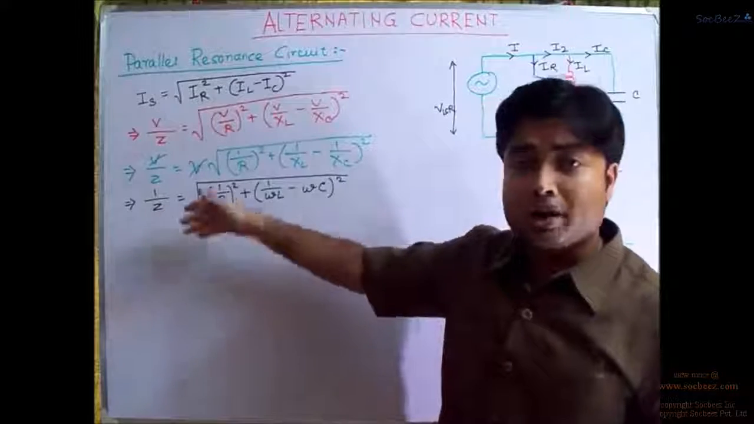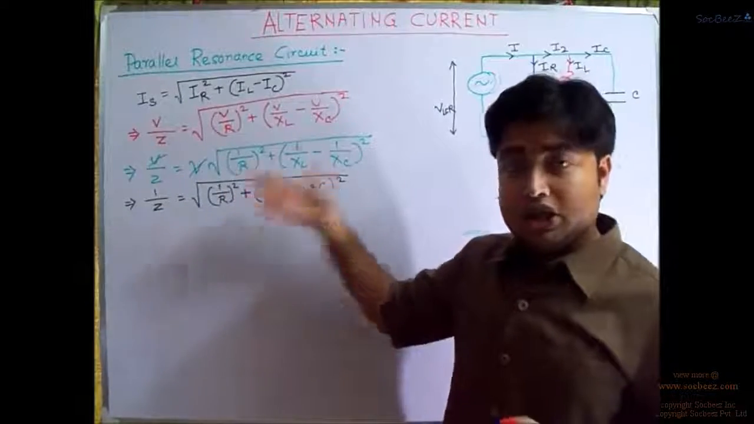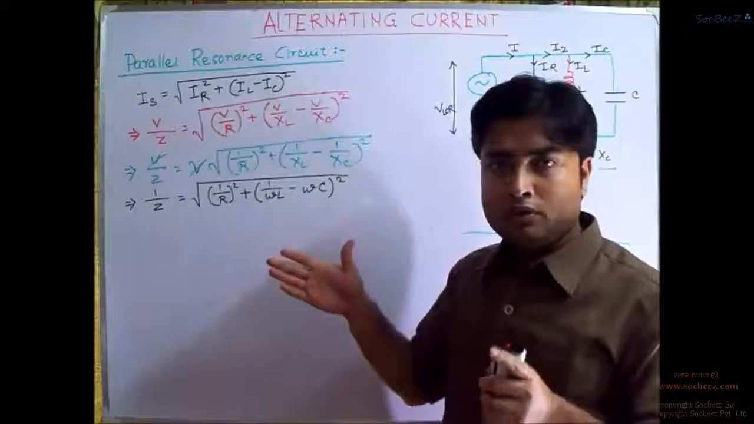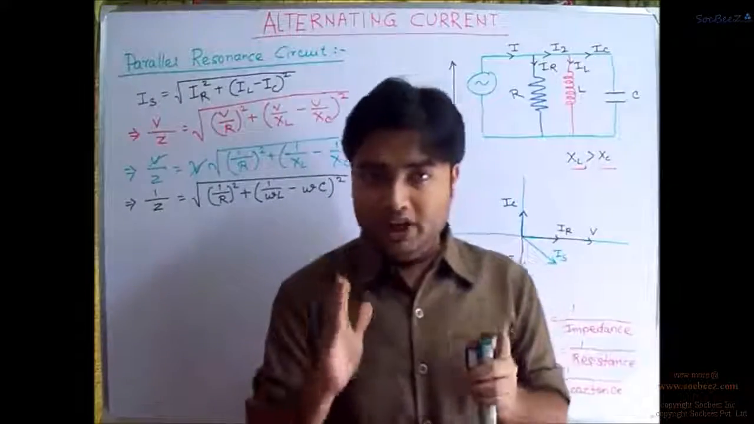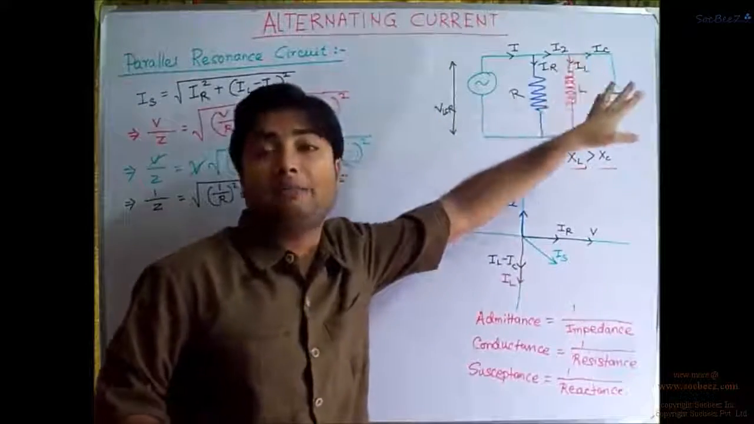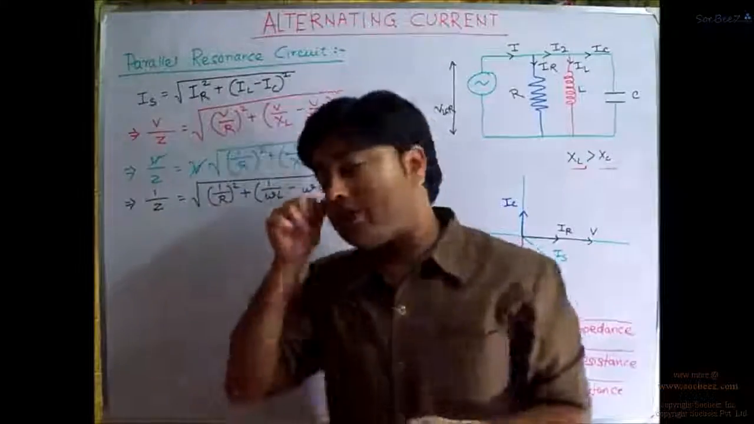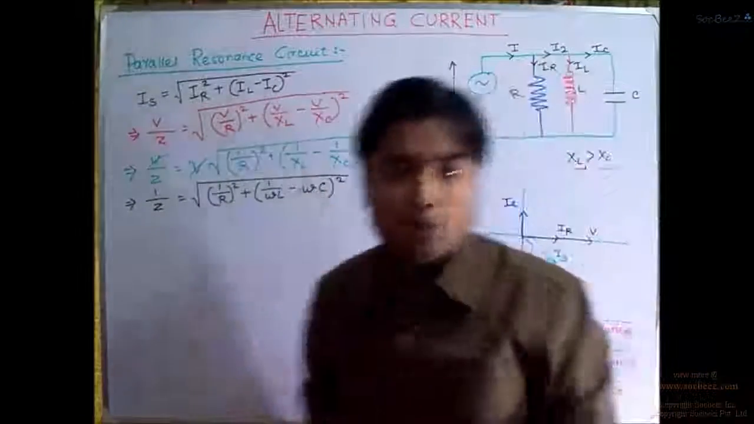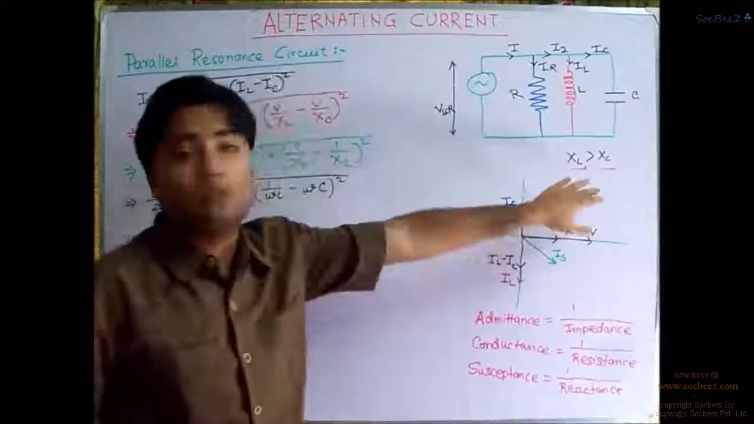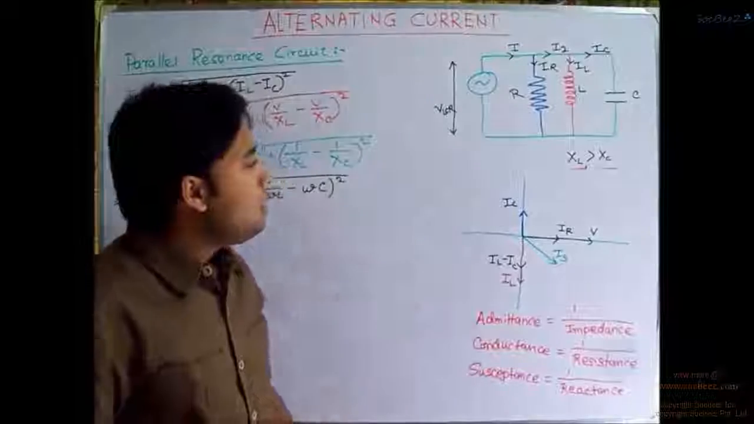will simply be equal to the square root of the conductance squared plus the square of the difference between the susceptance of the inductor and the capacitor. Now whichever is greater, it will win, but the value will simply be positive, right? We have taken the case over here that XL is greater than XC, right? Likewise, we have drawn the phasor diagram.